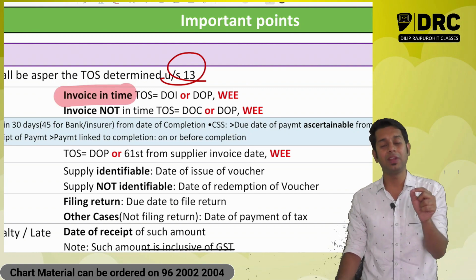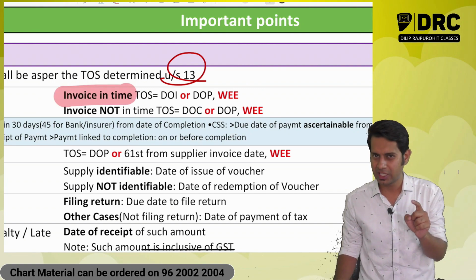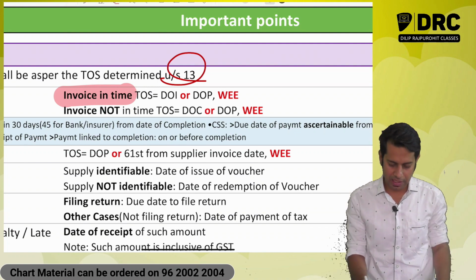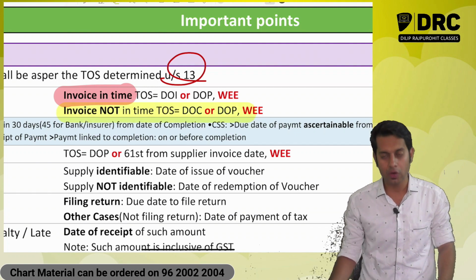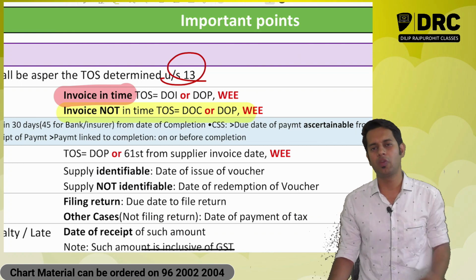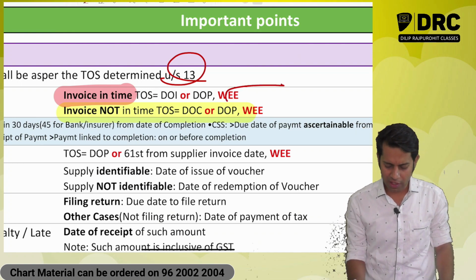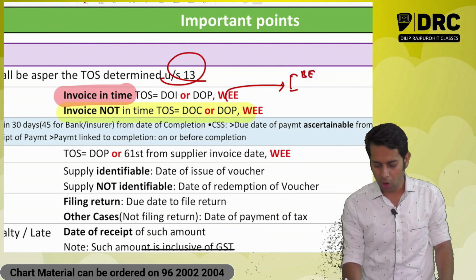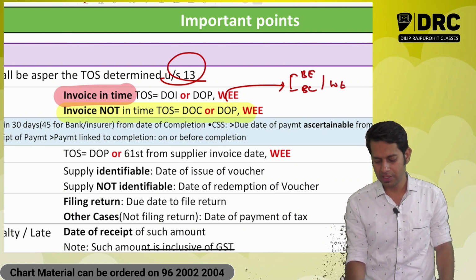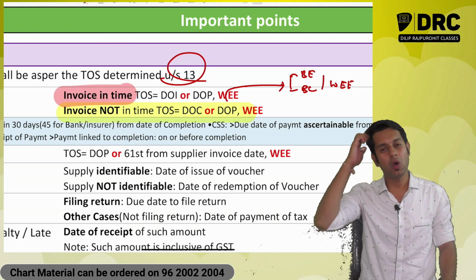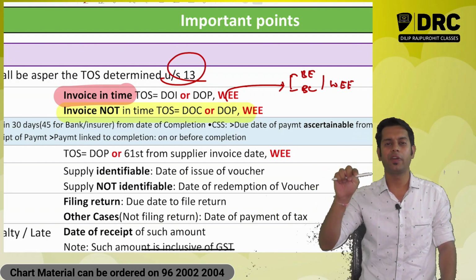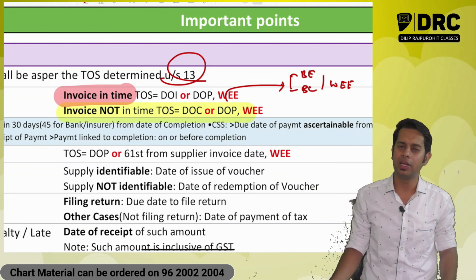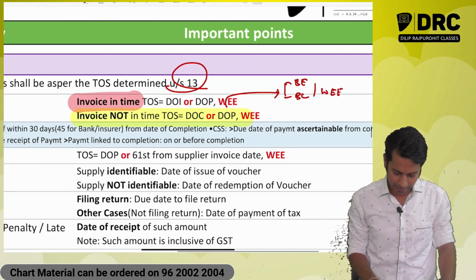So for services, if the invoice has been issued within the due date specified under section 31, date of invoice or date of payment whichever is earlier. If invoice has not been issued within the due date, then date of completion or date of payment whichever is earlier. Sir, what do you mean by date of payment? For both goods and services, date of payment means book entry date or bank credit date whichever is earlier. The date on which the entry has been made in the books of accounts or the date on which the amount is getting credited to the bank account, whichever is earlier.